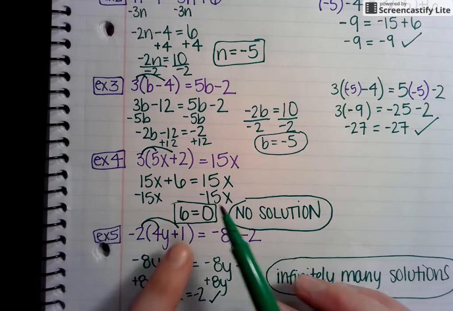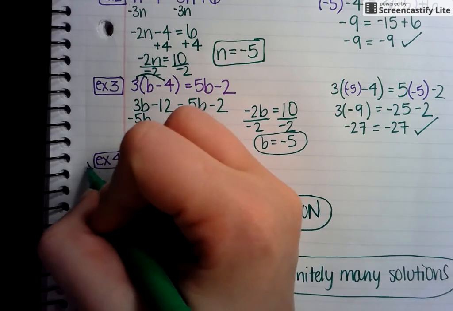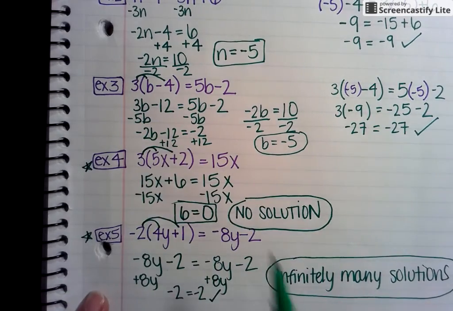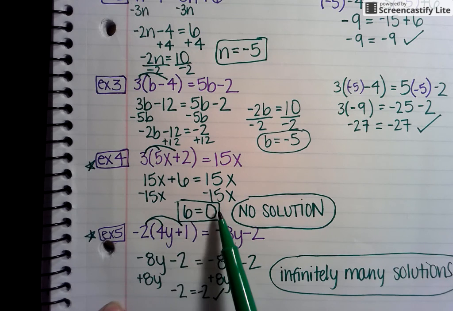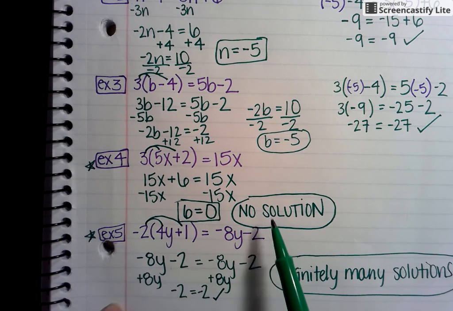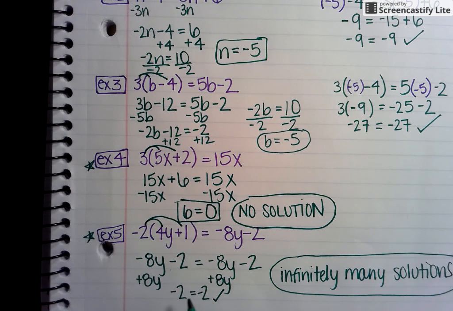So these are 2 special cases that you'll see. One means no solution, which means your answer does not equal something. So 6 equals 0 is not true, so it would always be no solution. Now if something does equal, so negative 2 does equal negative 2, that would be infinitely many solutions.